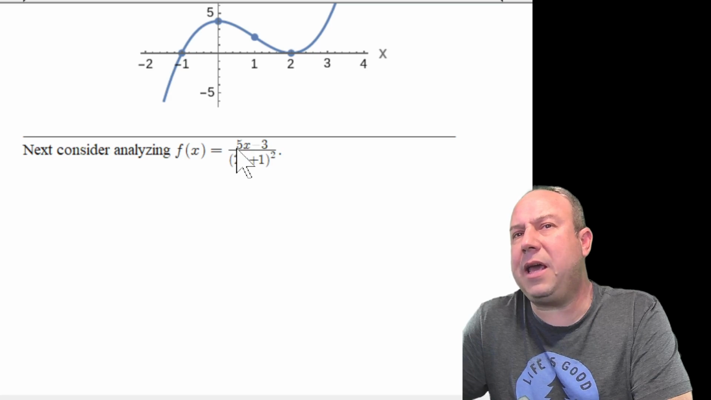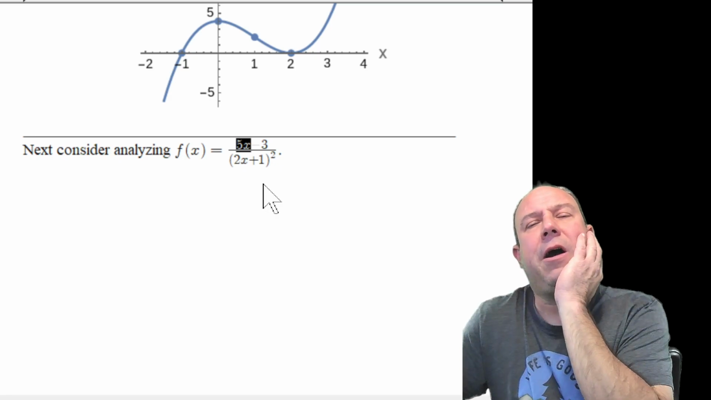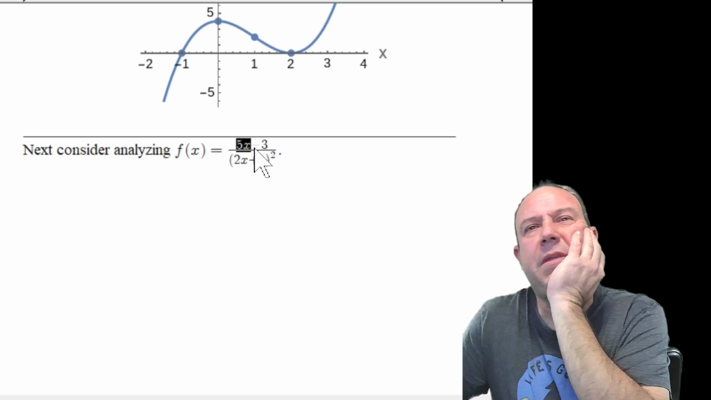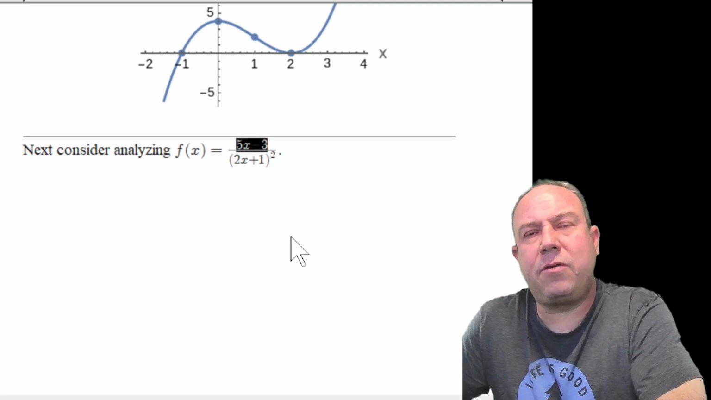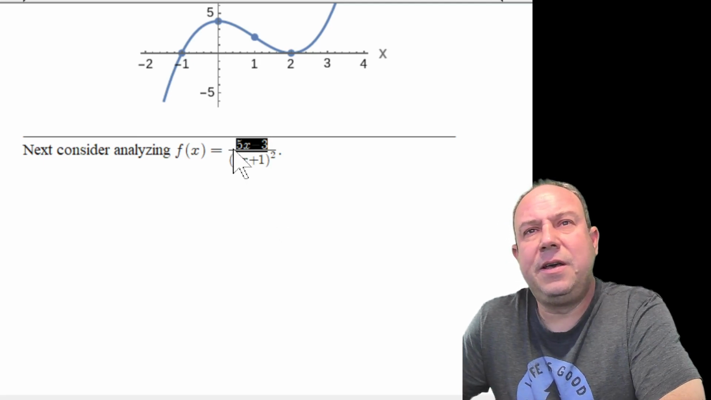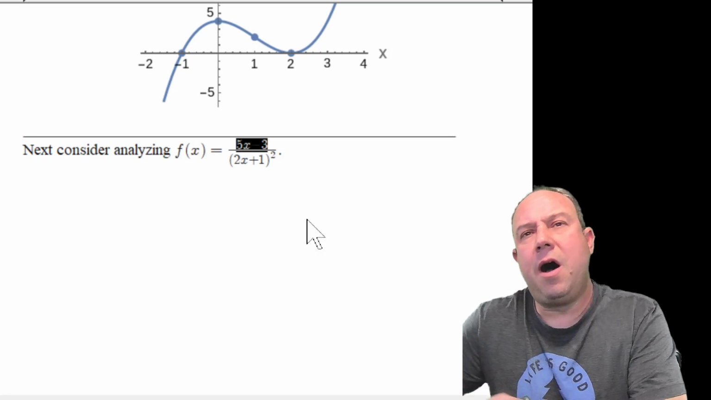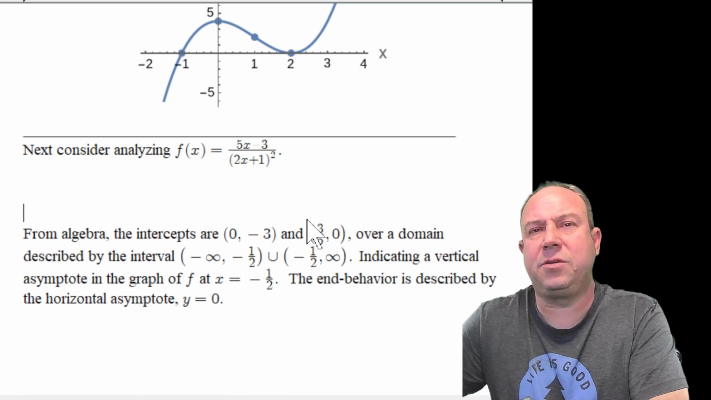And our end behavior, because the degree of the denominator being squared is greater than the degree of the numerator being a linear function to the first power, our end behavior is going to have to follow along the x-axis. And then for an x-intercept, that's where our numerator equals 0. That's going to be at 3/5. 3/5 comma 0 is where we will find our x-intercept. All of that is just the analysis of the function that we have from algebra.